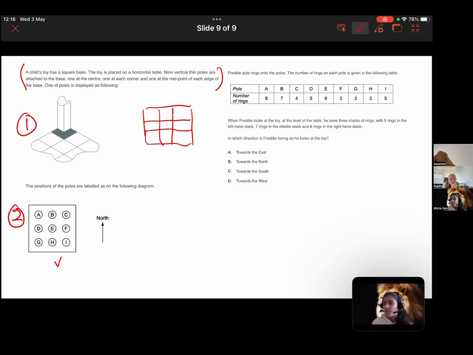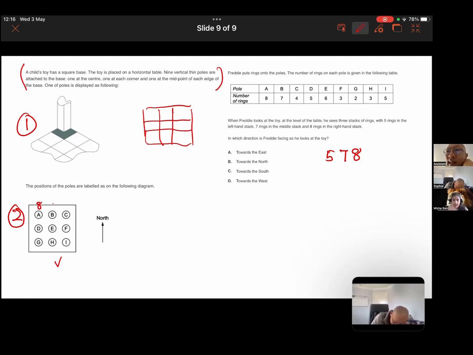This makes a lot more sense now that I'm reading it again. Okay, 5 in the left hand, 7 in the middle, and 8 in the right hand. So I feel like it would be easy to just label everything. For example, label it: pole A is 7, 4, 5, 6, and 3, and 2, 3, and 5.